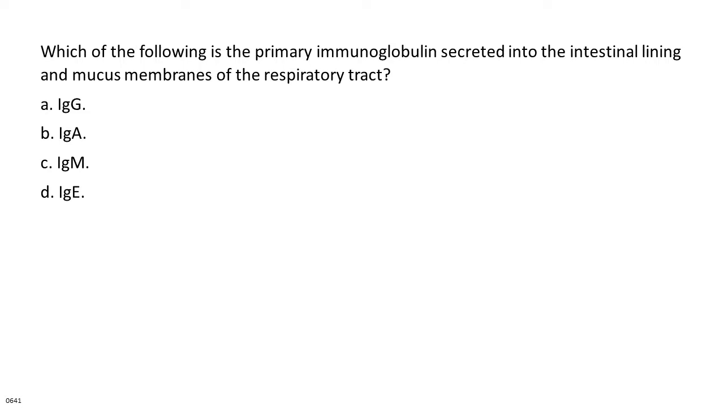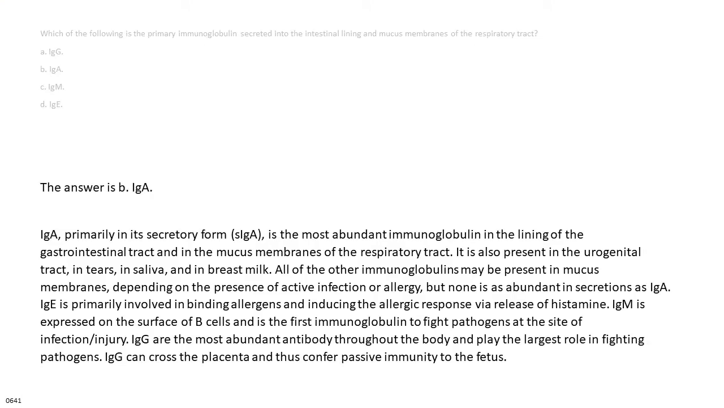Which of the following is the primary immunoglobulin secreted into the intestinal lining and mucous membranes of the respiratory tract? A. IgG. B. IgA. C. IgM. D. IgE. The answer is B. IgA.